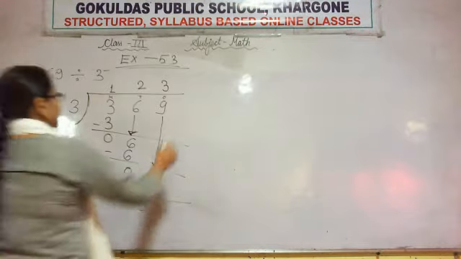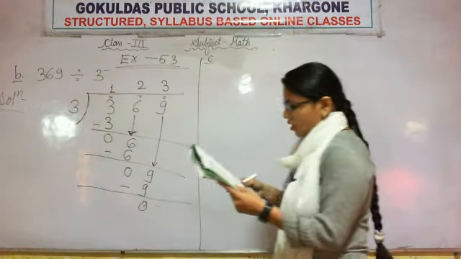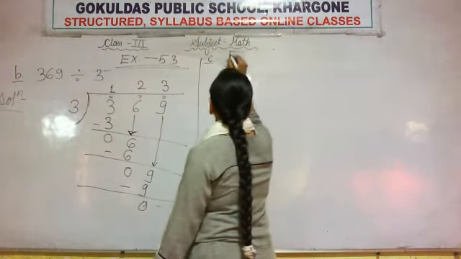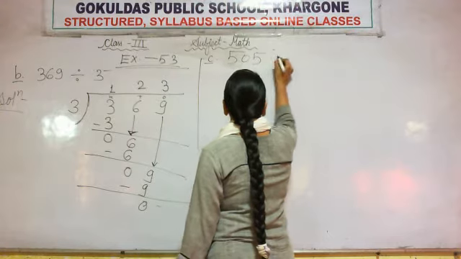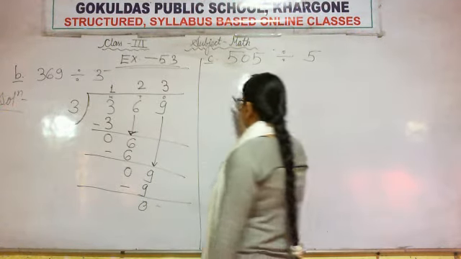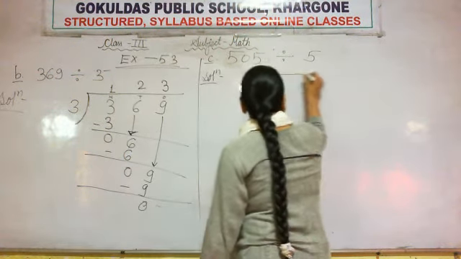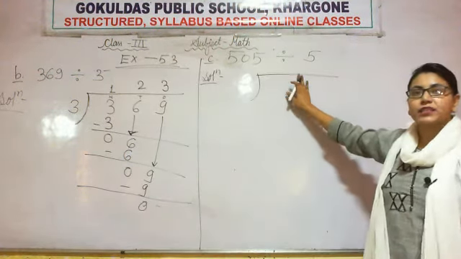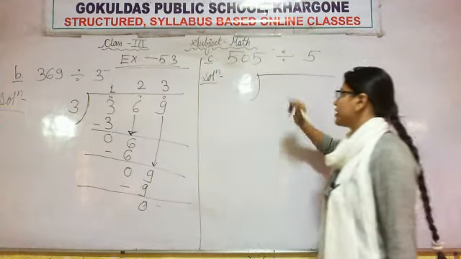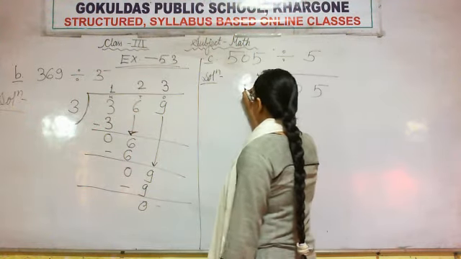Okay, so the next question, question C, 505 divided by 5. Let's solve it. Once again, we know here we write dividend, here we write divisor and here quotient. So 505 divided by 5.